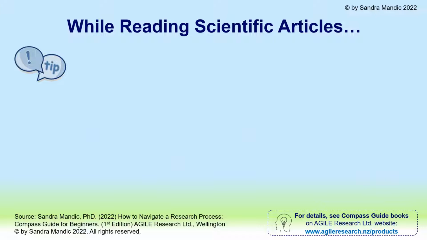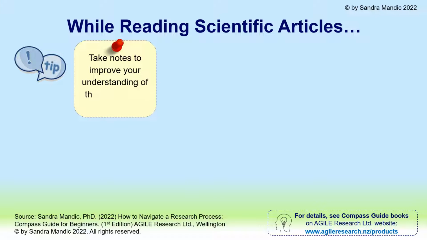Here are several tips to consider while reading scientific articles. Take note to improve your understanding of the articles that you're reading. For example, you could take notes about the significance of the study findings. You could organize your notes using the literature summary table. For more details about that tool, check out my YouTube video on how to search literature.